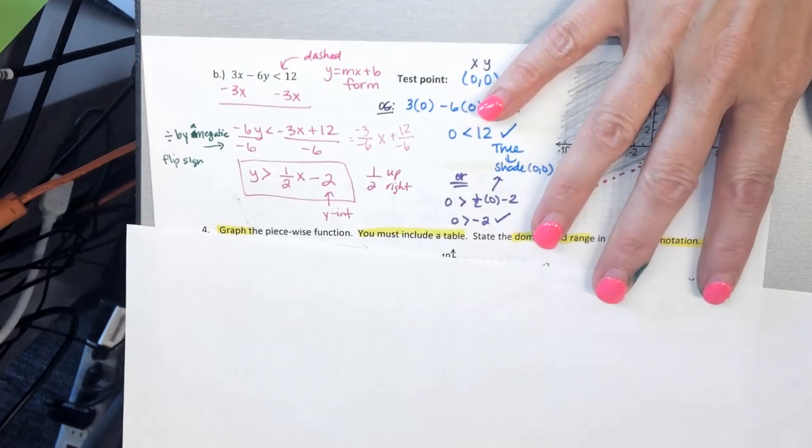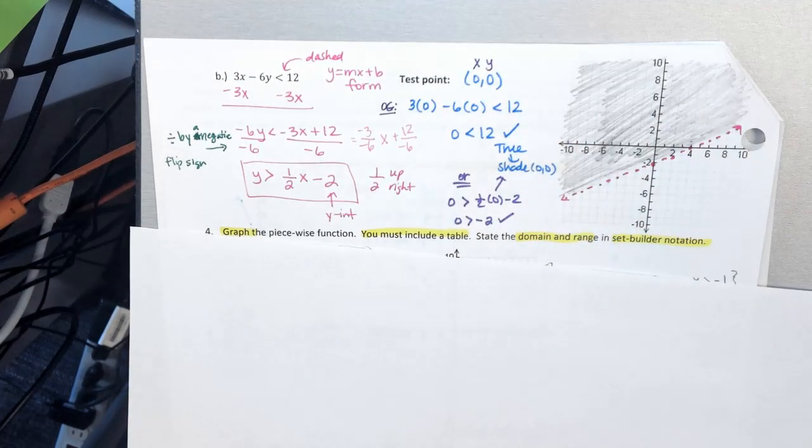Okay, so this one was a little bit trickier because when you were solving to put it in the form y equals mx plus b, you had to divide by a negative. So what happens when you're dividing by a negative? Good. Okay, so your sign's going to flip. So if y is greater than 1/2 x minus 2, when you're graphing, you're going to start at that negative 2. You go up 1, and then right 2. Up 1, right 2. And then if you want to reverse it, down 1, left 2.